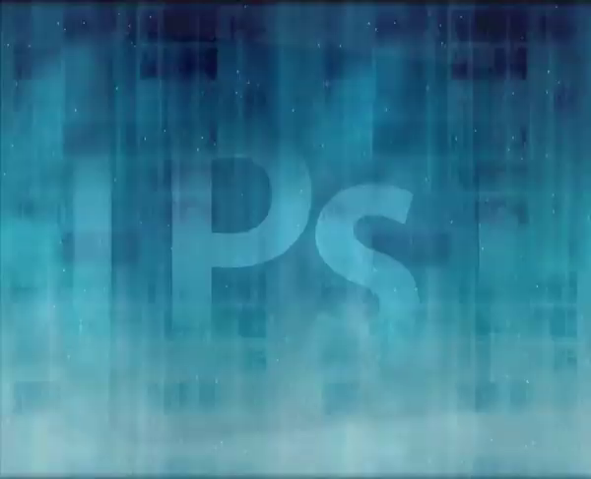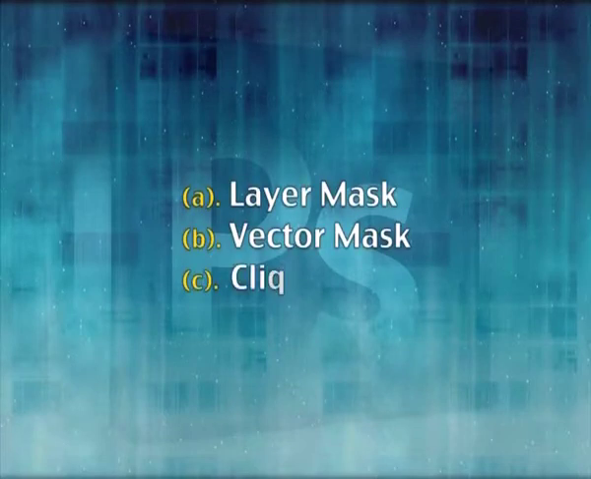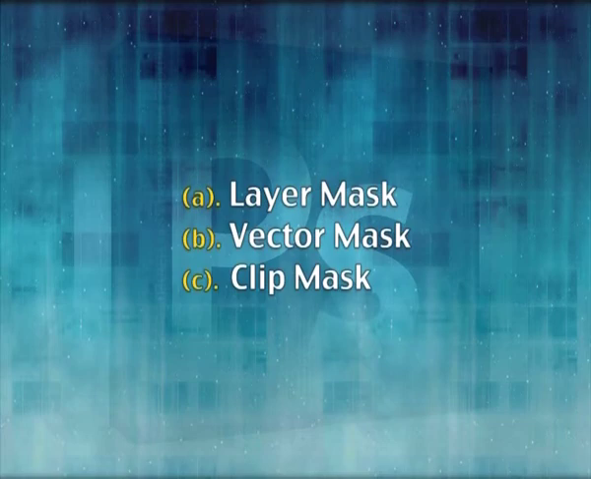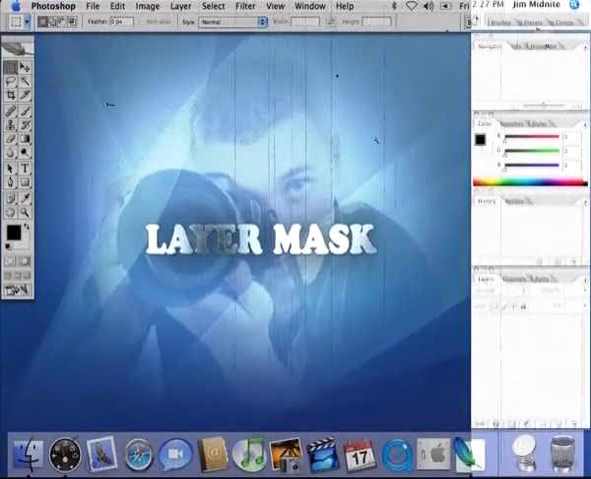Masking. Masking is a non-destructive method to hide any part of an image. There are different ways to mask in Photoshop. A. Layer mask. B. Vector mask. C. Clip mask. Layer mask. Layer masks are resolution-dependent bitmap images that are edited with the painting or selection tools.